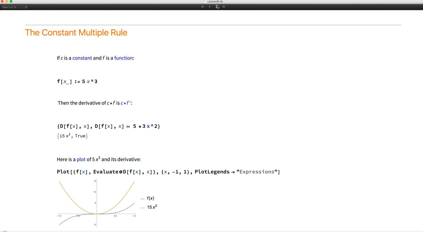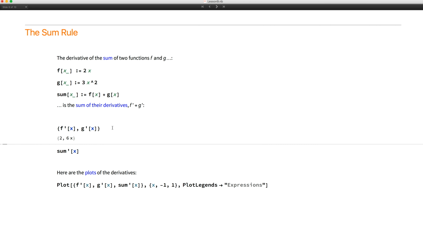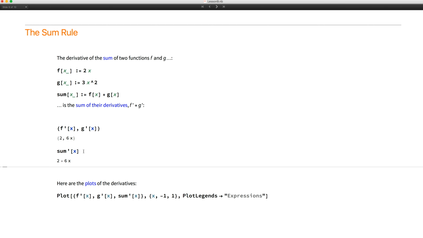So to go a step further, let's look at a very important rule, namely the sum rule. So if you have a function f and a function g, and you find their sum, then the derivative of the sum is just the sum of the derivatives. So you simply work out f prime and g prime separately, and then when you add them up, in this case you get back 6x plus 2, which is the correct answer. So the sum rule makes it quite simple to find the derivative in such cases.